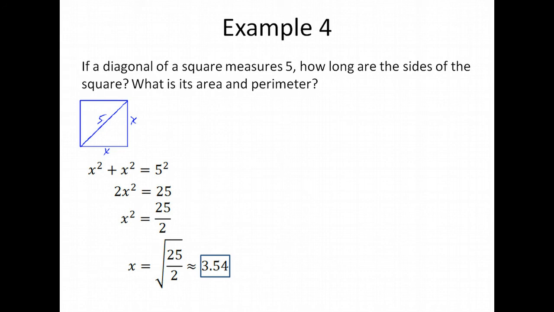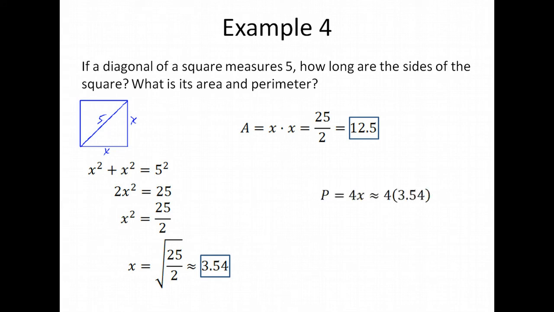The next thing we're going to look for is the area. The area is simply the length of the side times the width of the side, which in this case is x times x, which is 25 over 2, which is equal to 12.5. The perimeter is going to be 4 times the side length, which is x, so this is approximately 4 times 3.54, which is approximately 14.14.